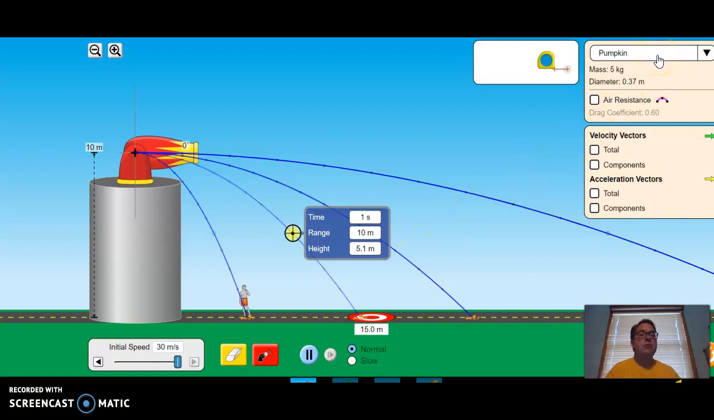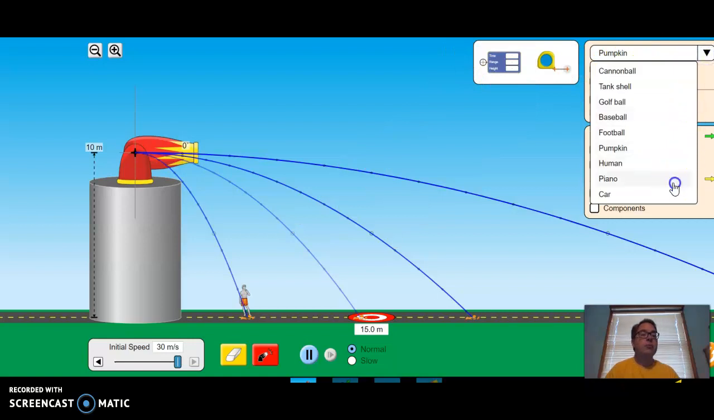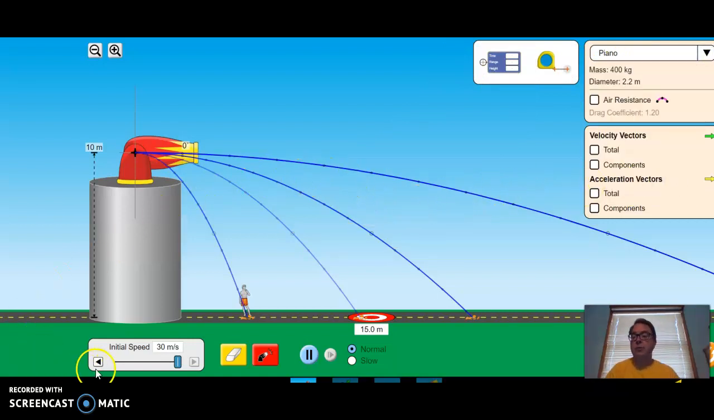Now, if we change that, let's change this up here. I'm going to move this back up. And I'm going to change it. Let's get something really heavy. I'm going to get a piano. All right, so I'm going to launch this piano now. I'm going to launch it at 15 meters per second.